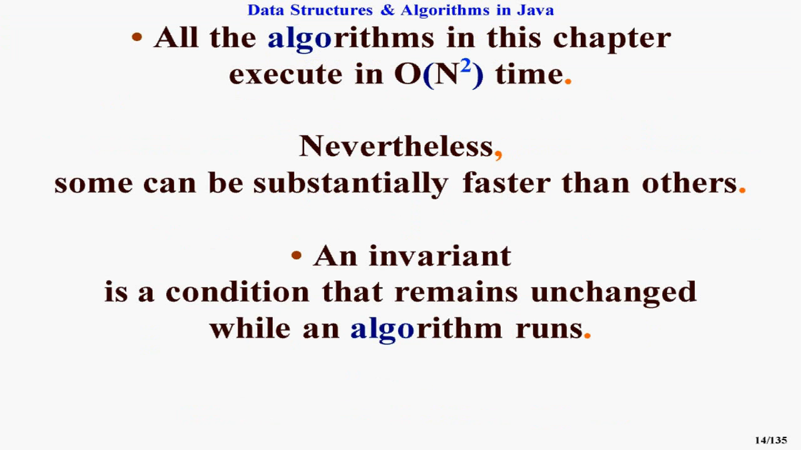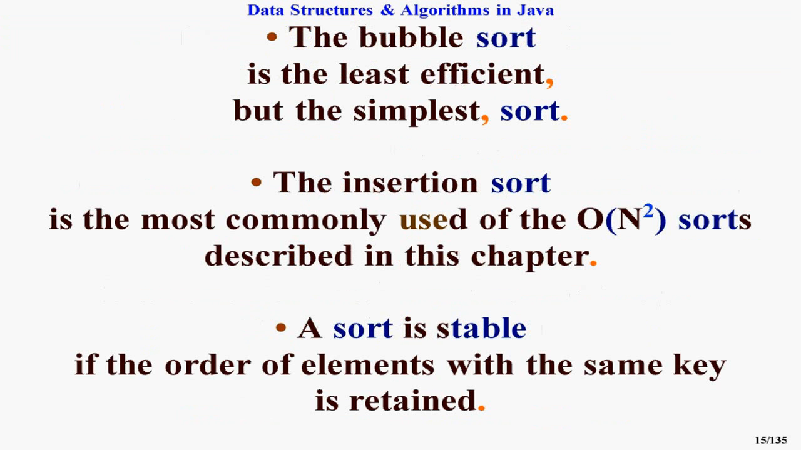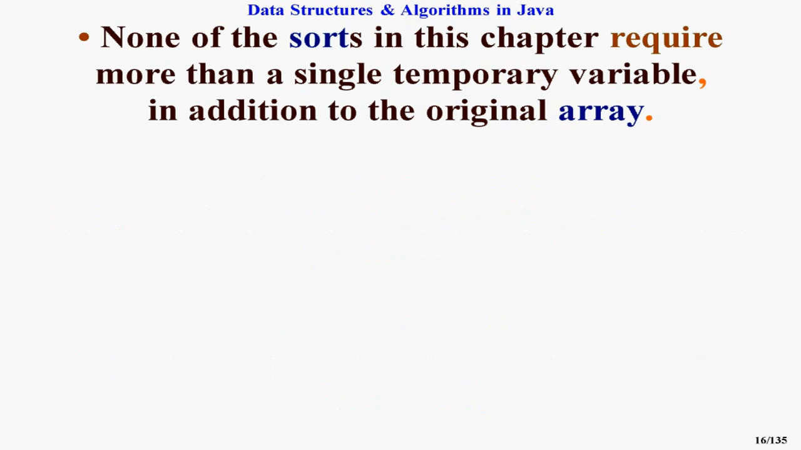An invariant is a condition that remains unchanged while an algorithm runs. The bubble sort is the least efficient, but the simplest sort. The insertion sort is the most commonly used of the O(N²) sorts described in this chapter. A sort is stable if the order of elements with the same key is retained. None of the sorts in this chapter require more than a single temporary variable, in addition to the original array.